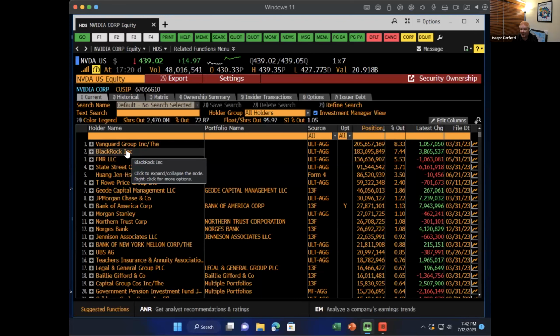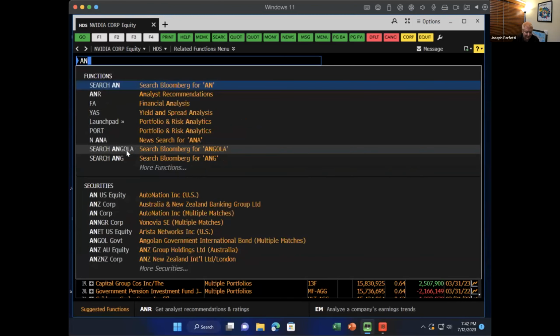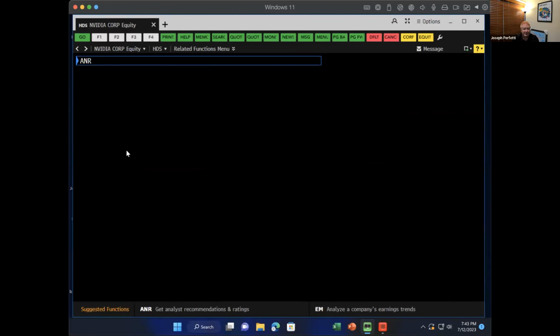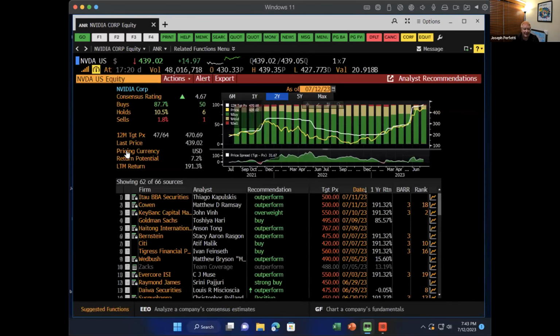And these sell-siders are specialists. And right now, these specialists work for banks. And for NVIDIA, it's specifically these 57 people. Okay. Now, NVIDIA has a lot of people that are covering them. Okay. But they are banks. You can see them. It's Thiago, can't pronounce his last name, from Itaú. It's Toshiya Hari from Goldman Sachs. It's Atif Malik from Citi. Stacy Rasgon from Bernstein. These are the people that write the buy, sell, hold opinions, right?